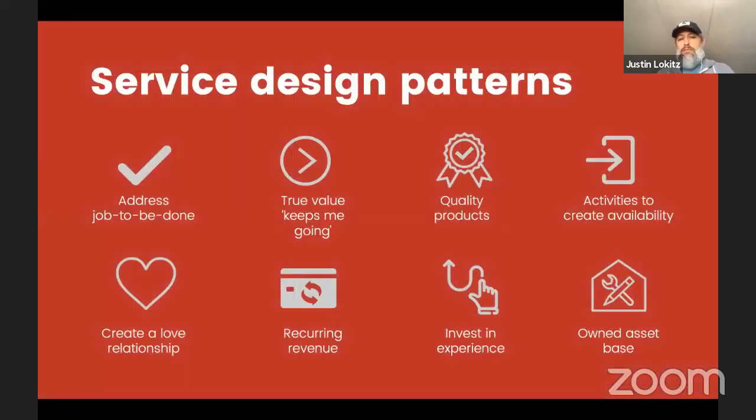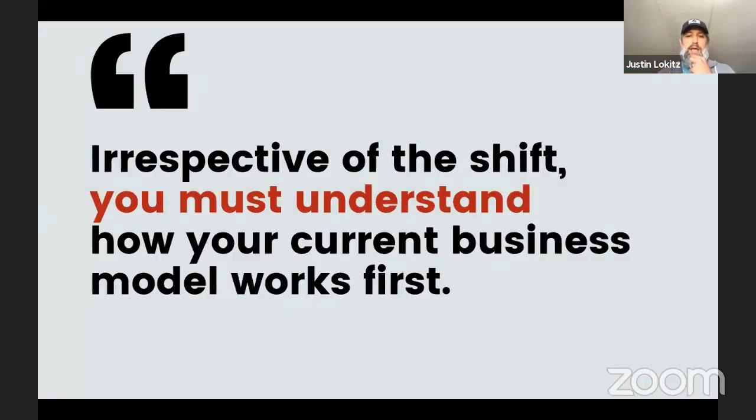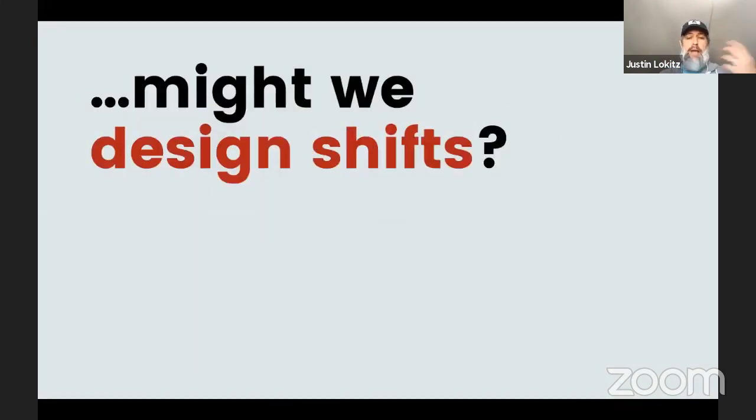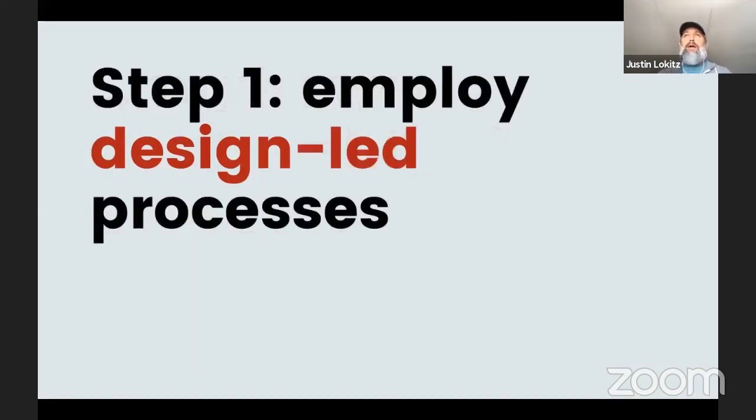So some of those design patterns then are addressing jobs to be done, keeping things going, quality products, recurring revenue, investing in experience. You heard me say all these things. And irrespective of that shift, you must understand, first and foremost, how does your current business model work? If you can understand that, then you can understand how you might make shifts and what you'll need to make those shifts. So how do you do all this stuff, and how might we design our own shifts?